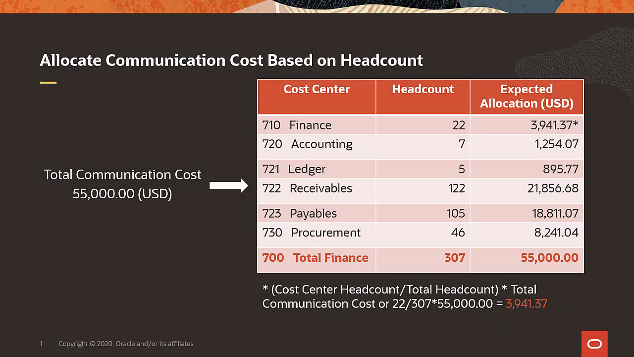My name is Tanya. In this tutorial, I'll show you how to create an allocation rule and generate allocation journals. In this example, I'm going to distribute the communication cost of $55,000 across these 6 cost centers based on headcount.